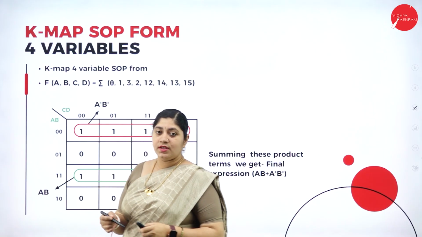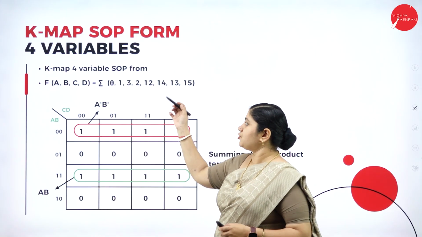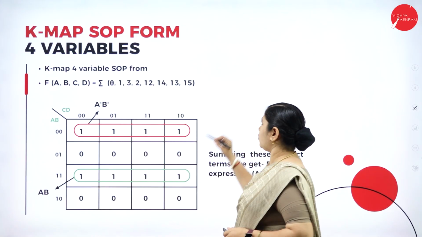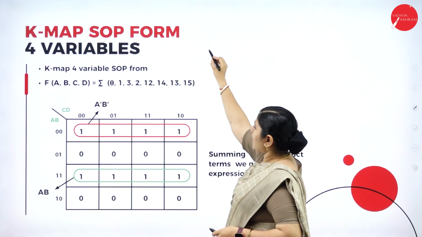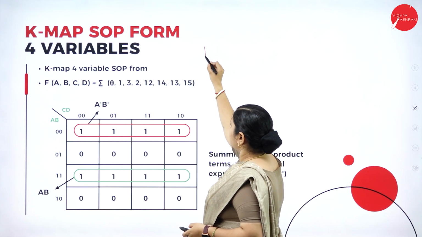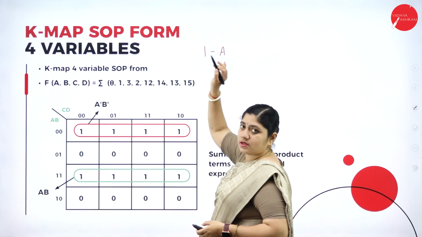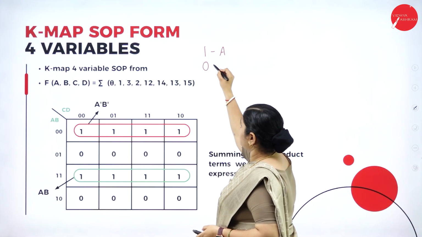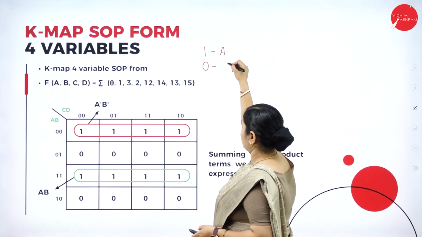So now let's see the 4 variable K-map under SOP. Again, with respect to SOP, what we have to note is that if I get a 1, I should represent it as A. If I get a 0, I should represent it as A bar. Okay.